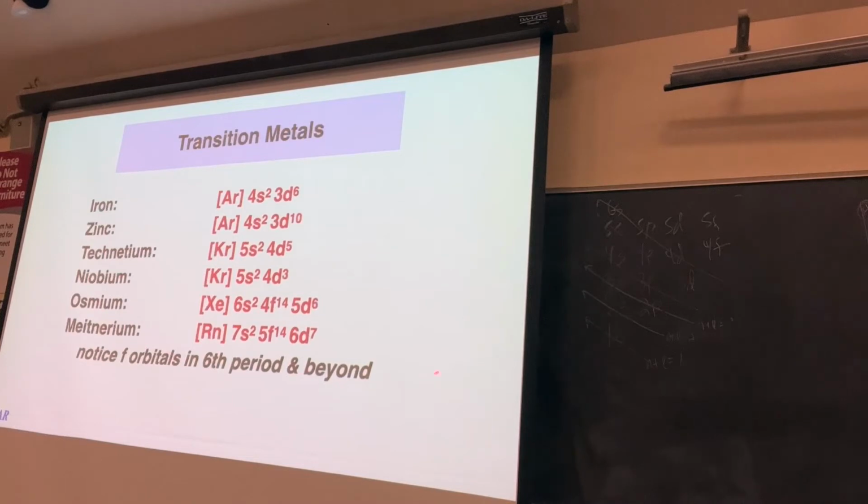So even the more complicated ones, like the newest ones, Medarium and stuff like that, you can use these same patterns. Just remember that the S's and the P's will follow the period number. The D's are period number -1, so you can see like this was period 6, 6 minus 1 would be 5, and the F's would be period number -2. Cool.